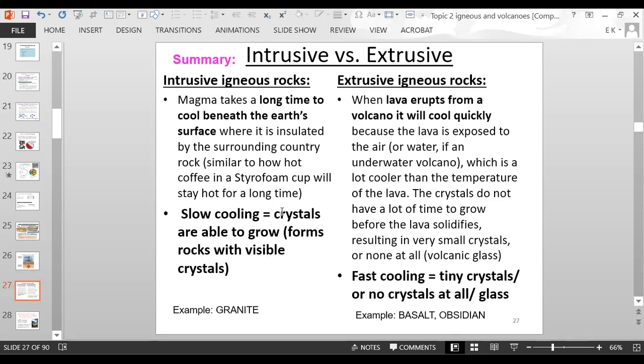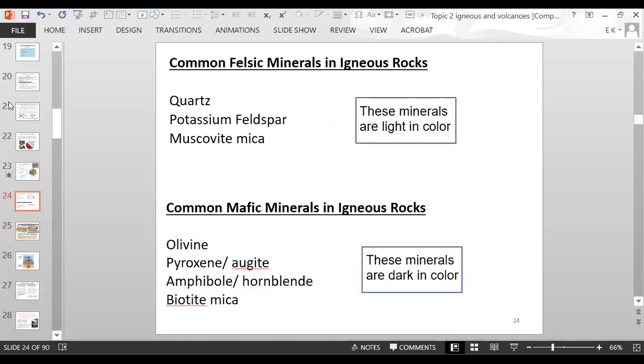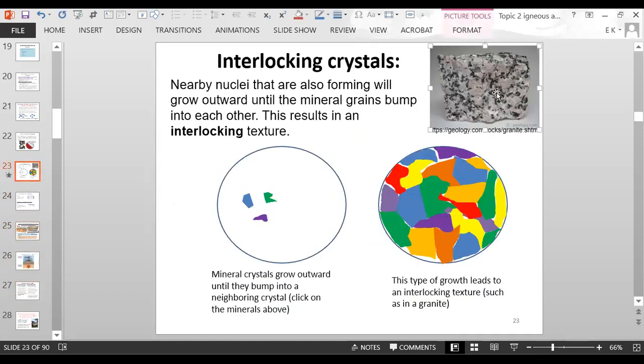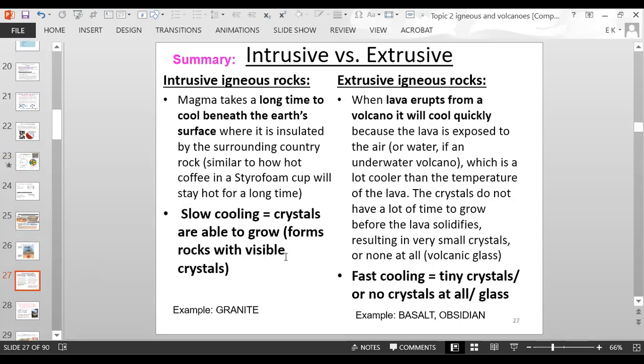Okay, now we're talking about large crystals or visible crystals related to slow cooling. So let me just give you an example. Again, the same granite that I showed you before. So this granite here, you could see the different crystals. Those took a long time to grow, but because this rock cooled slowly, the crystals were able to form large enough to be visible. Okay, so your example would be granite, right? Granite.